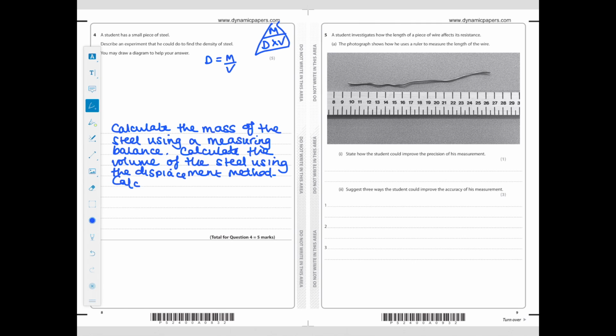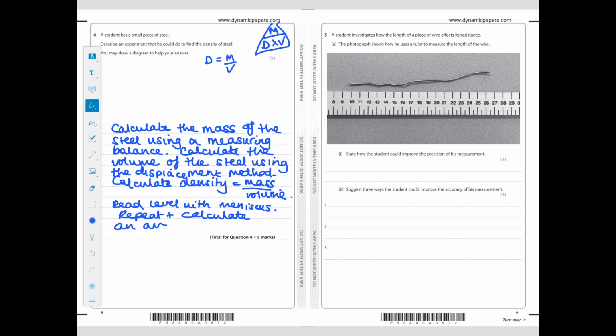And then lastly, calculate density by doing mass divided by volume. So it's always good in physics to state appropriate equations. And then you could also talk about various experimental precautions. So reading from the meniscus when we're looking at displacement. Repeat and calculate an average. I love writing that. There always tends to be marks for that. And that's all to do with reliability. And that is more than enough for 5 marks.